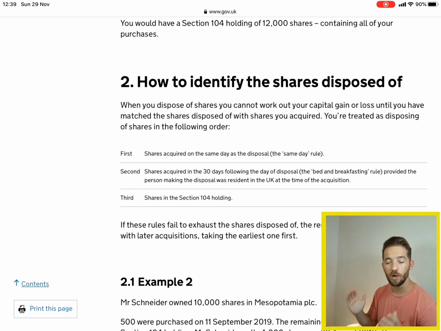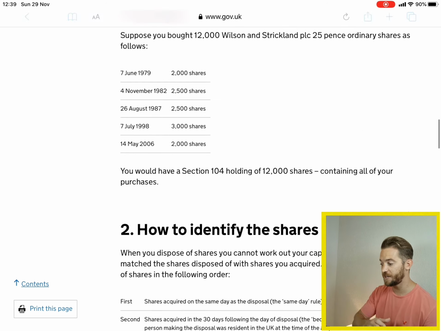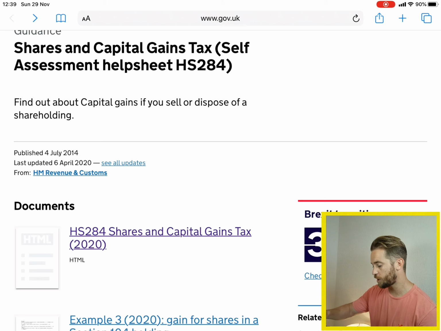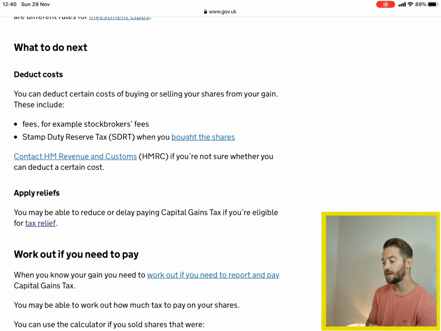And now that we know our cost price, we can actually go back and finish calculating our gain. So I'm just going to go back to the guidance. And you can see here it says what to do next, deduct costs. You can deduct certain costs of buying or selling your shares from your gain. These would include fees from your stockbroker, stamp duty reserve tax when you bought the shares. So stamp duty reserve tax, 0.05%, that's only going to apply to UK-based companies. And then the fees, some of us will incur fees, some platforms charge, some don't. But if you do, you can deduct that as well.